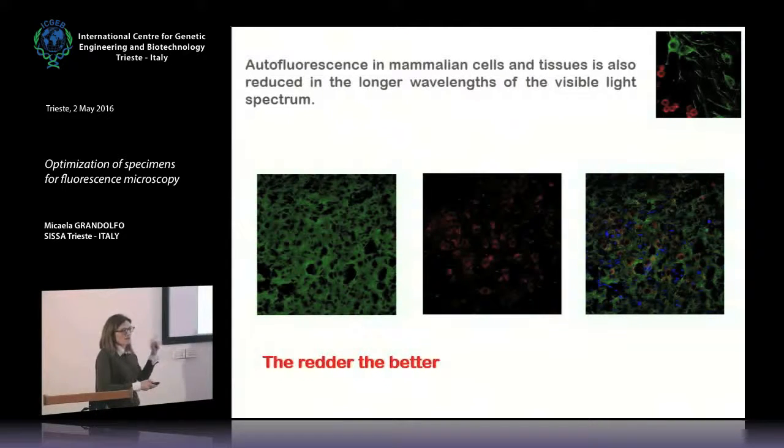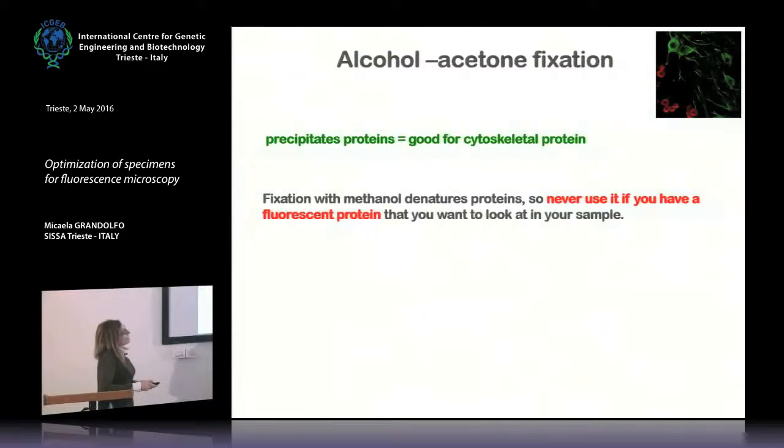Okay, so remember, the redder the better in this case. Okay, alcohol and acetone fixation. In this case, you will not have a problem in terms of autofluorescence, but be very, very careful because these reagents denature proteins. So if you have fluorescent proteins like GFP, YFP, mCherry and so on in your tissue, if you fix your tissue with alcohol or acetone, then it is very hard to look at the fluorescence of your proteins.